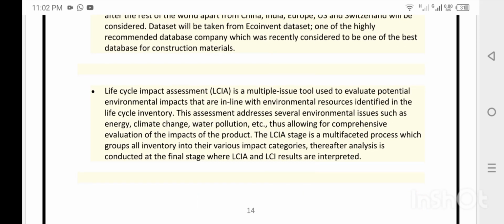Life cycle assessment is a multiple issue tool used to evaluate potential environmental impacts that are in line with environmental resources identified in the life cycle inventory. This assessment addresses several environmental issues such as energy, climate change, water pollution, etc., thus allowing for comprehensive evaluation of the impact of the product. The LCIA stage is a multi-phased process which groups all inventory into their various impact categories. Thereafter, analysis is conducted at the final stage where LCIA and LCI results are interpreted.